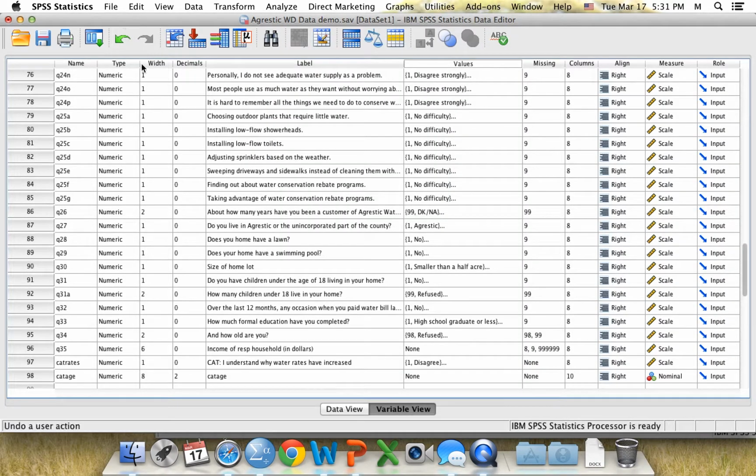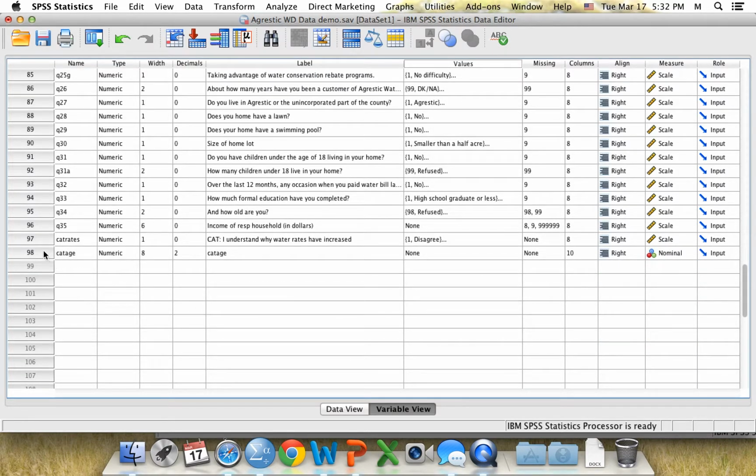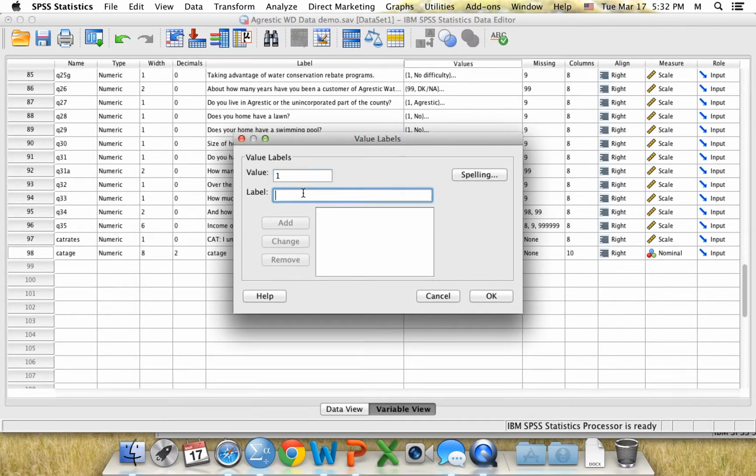So next we go to the data file. We saw a new variable, cat age. So I want to label the values: 1 as young, from 18 to 39, and 2 as old, 40 to 86.